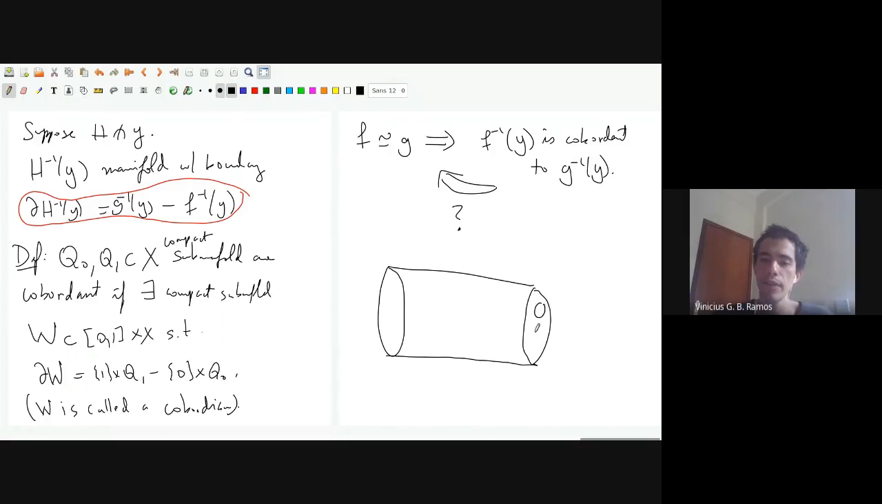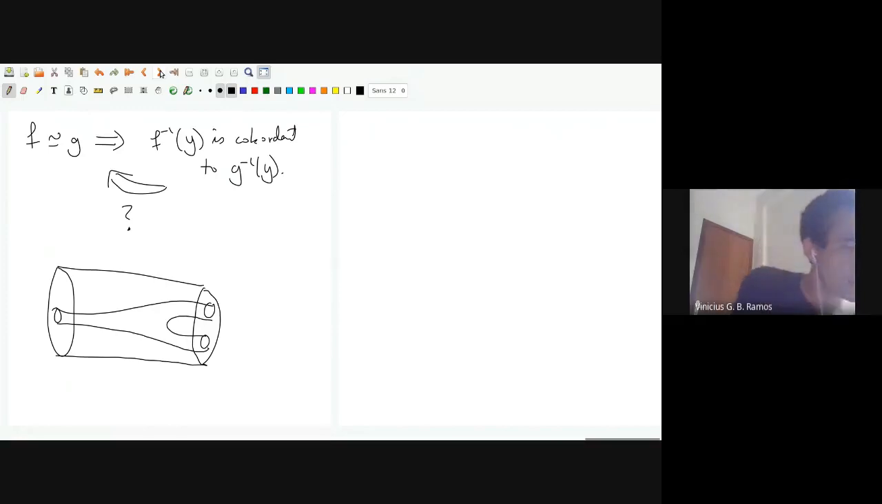So, for example, this is a cobordism. Okay. All right, so now we need to talk about something called the framing.